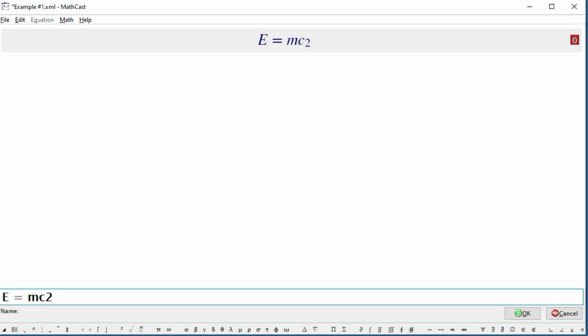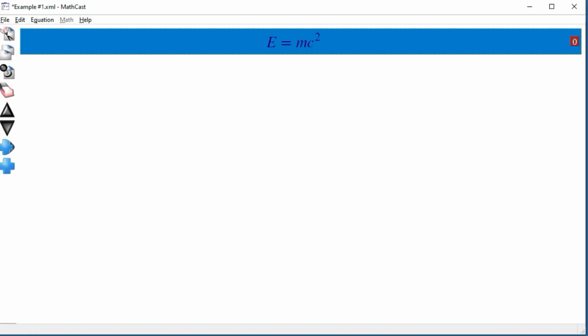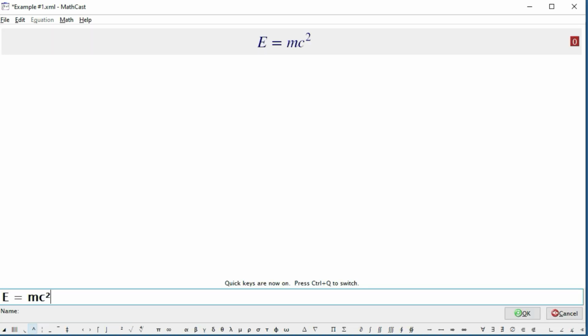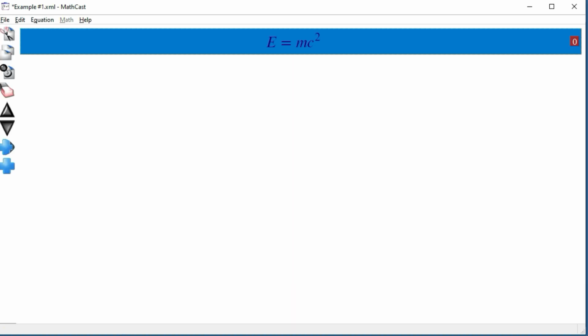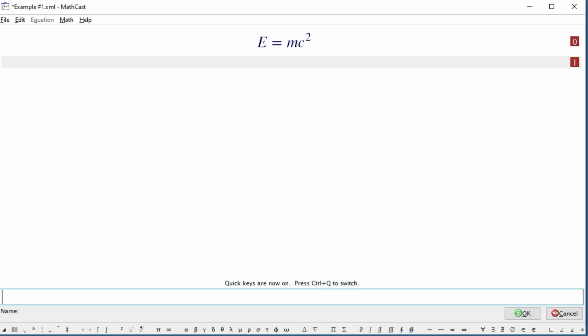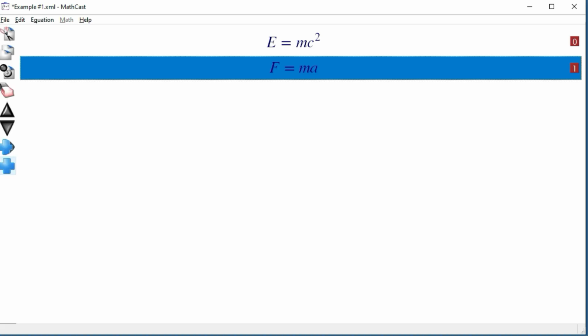If I delete that, and if I now click on the cedilla, I think it's called, mc squared, there we go, equals mc squared. Now I can shorten that even further by just typing 1. Let's click on 1 squared equals mc squared. Happy days, that's looking good. Now if I click on add equation, I can then add f equals ma. Nothing unusual about that one.